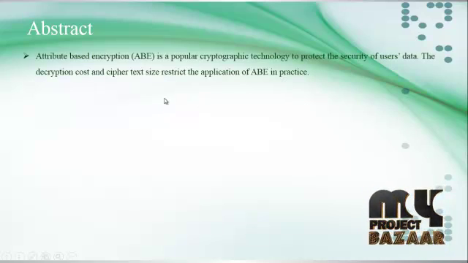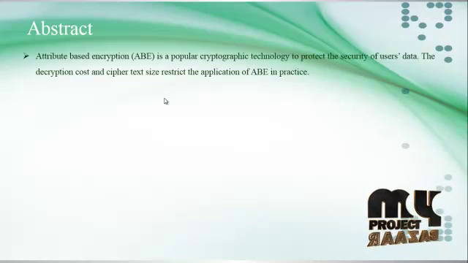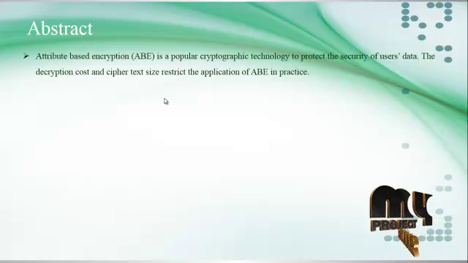This is our abstract for the full verifiability of outsourced decryption in cloud computing through attribute-based encryption. Attribute-based encryption (ABE) is a popular cryptographic technology to protect the security of user data. The decryption cost and ciphertext size restrict the applications of attribute-based encryption in practice. So here we are dividing the process into two different types of cryptography: one is ABE, attribute-based encryption, and one is ECC, elliptic curve cryptography.